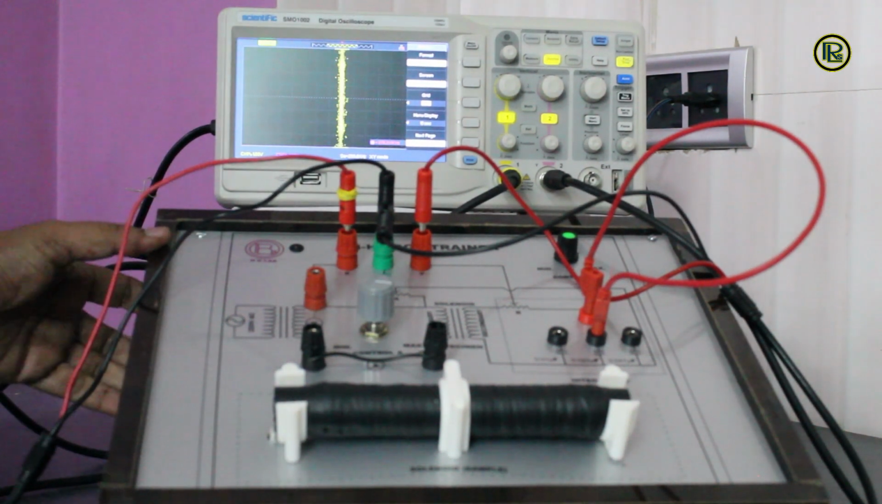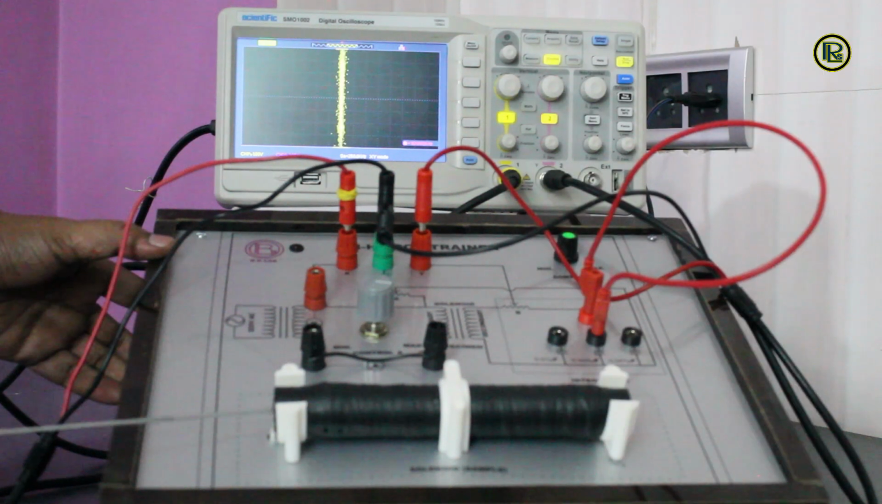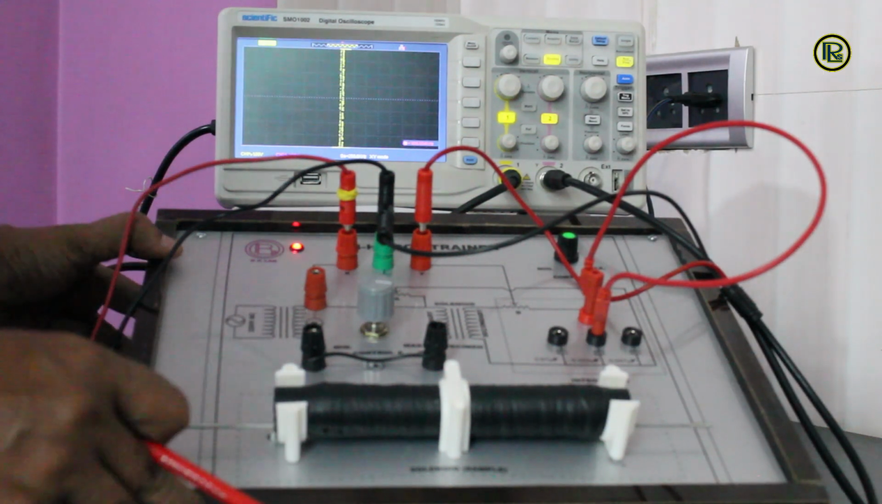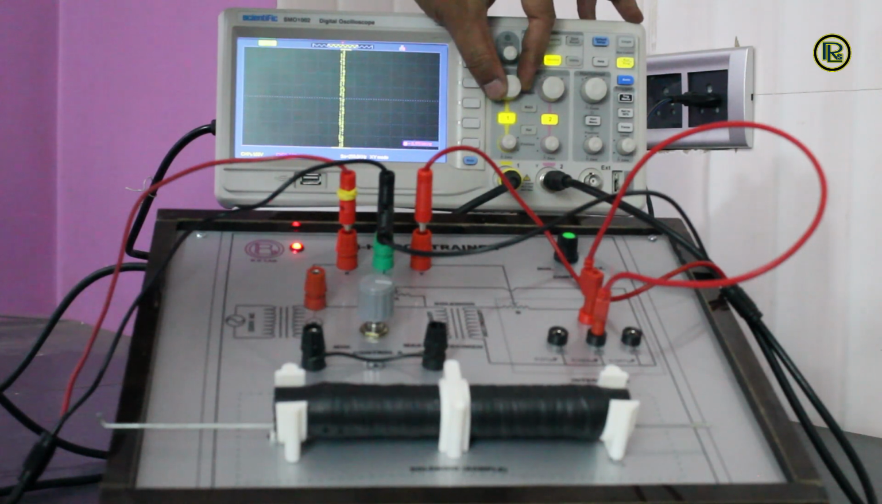Now I have to switch on this. So I am keeping the iron core inside and switching it on. Now I have to adjust the scale.